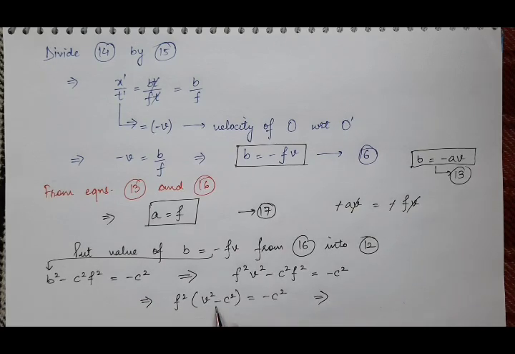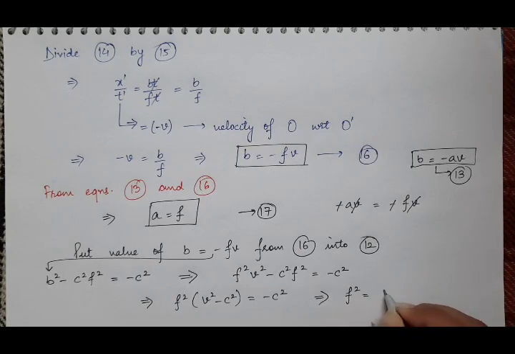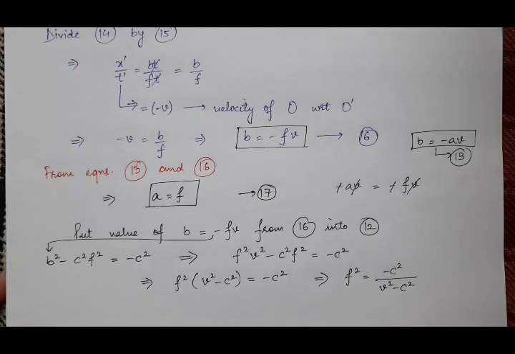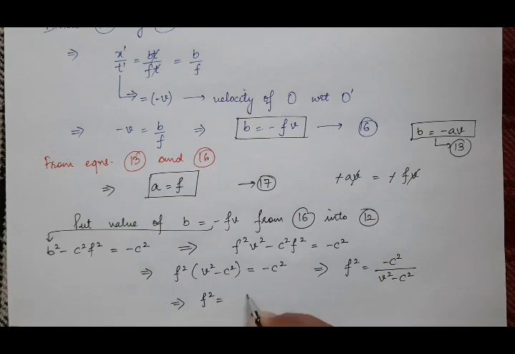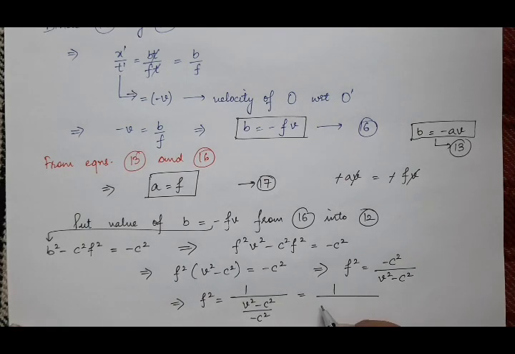Now move this V square minus C square to the right hand side. You will get F square is equal to minus C square upon V square minus C square. Now rearrange this. F square is equal to 1 upon V square minus C square upon minus C square. How you will solve this? It will be minus V square by C square minus C square by minus C square.